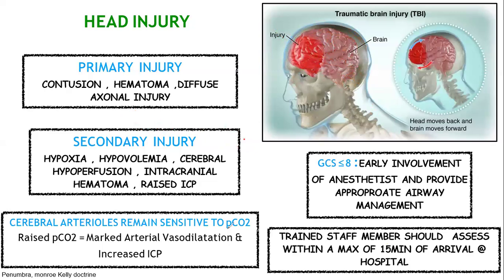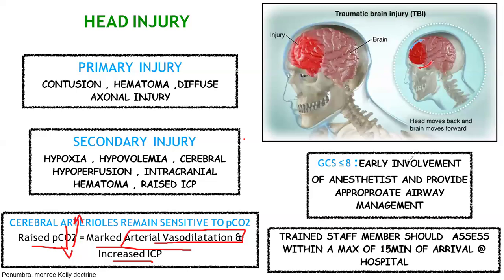Cerebral arterioles remain sensitive to the partial pressure of carbon dioxide. If there is raised PCO2, there is dilatation and increased ICP. That's why we have to hyperventilate, get rid of this. When there is decreased PCO2, there is vasoconstriction or venoconstriction, and it would lead to decreased ICP.